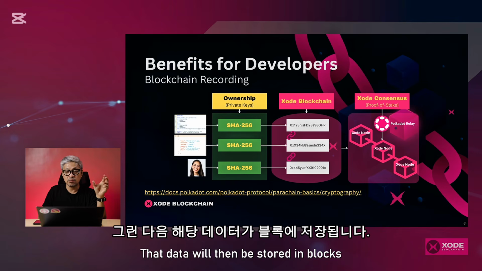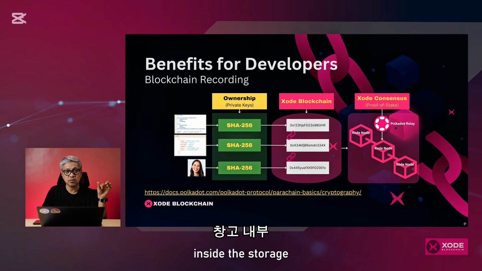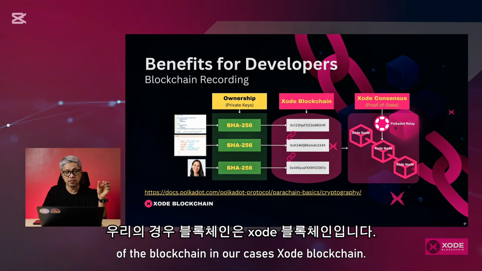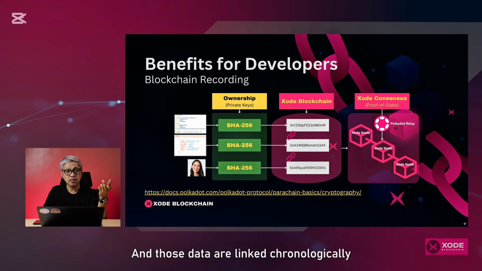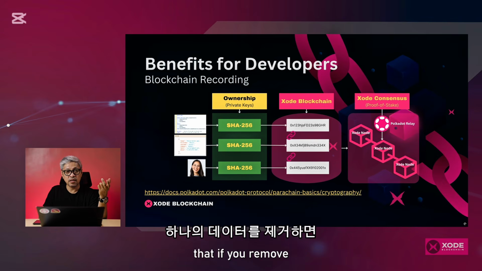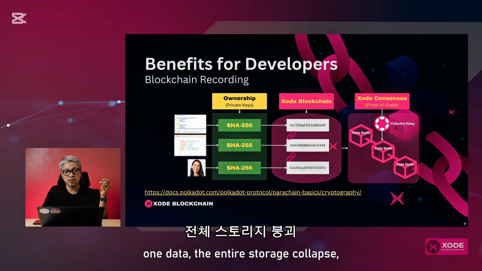That data will then be stored in blocks inside the storage of the blockchain. In our case, it's Exode blockchain, and those data are linked chronologically in such a way that if you remove one data, the entire storage collapses.